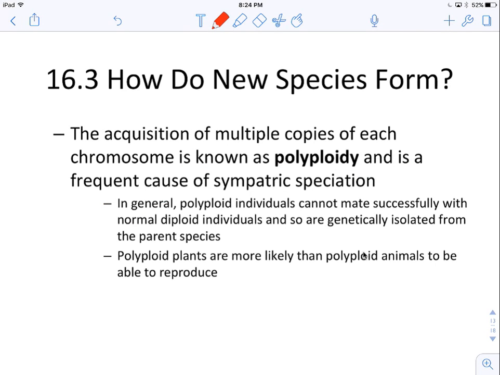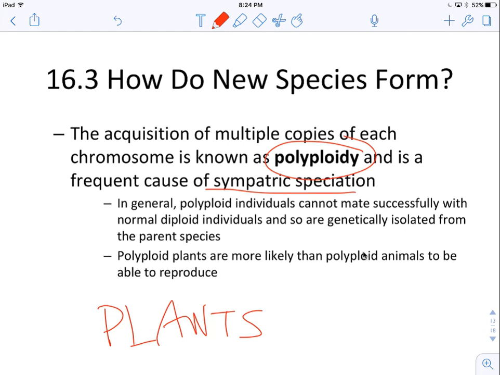You can also get multiple copies of each chromosome, like the whole genome. This is known as polyploidy, and this primarily happens in plants. It can happen in animals, but it's extremely rare. So this is also a frequent cause of sympatric speciation.